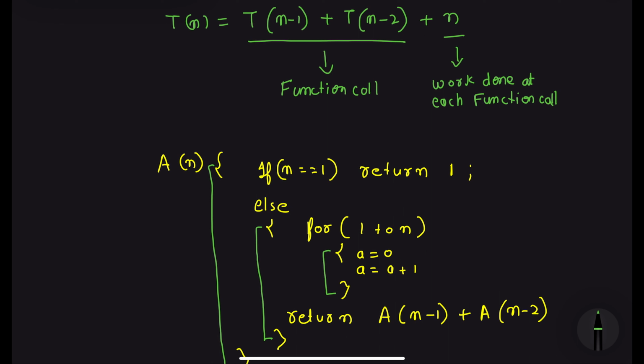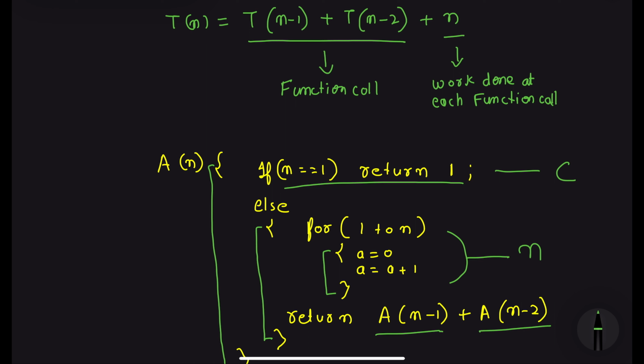So here we have a function A, and it has a termination condition: if n equals 1, return 1. This will consume a constant amount of time, so we can write it as c, a constant. And the else condition will call the function again and again. It has a loop inside it, running from 1 to n. This loop will run n times, so we can say it is consuming n units of time. And the return statement, which is the actual recursive statement, calls the function two times, one for n-1 and one for n-2.